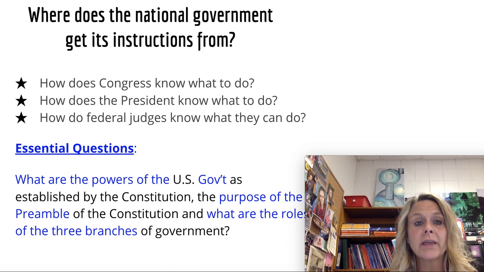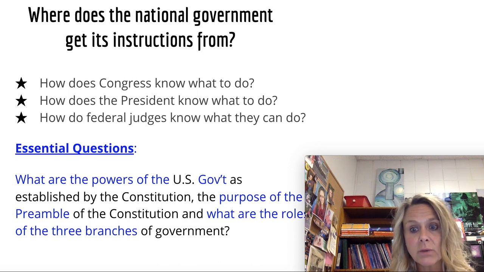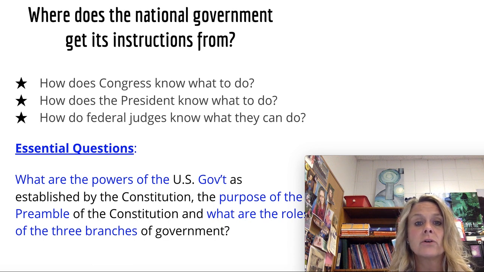It tells Congress what they can and cannot do, tells the president what they can and cannot do, and it also creates the Supreme Court, and the federal judges know what they can and cannot do.